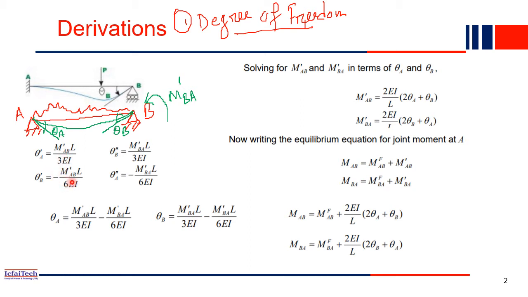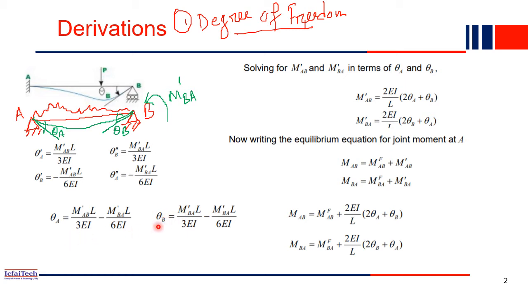Easily we can compute. So now, if both the moments M'BA and M'AB are acting together, how much will be theta A? Theta A will be nothing but this plus this. So theta A will be M'ABL minus M'BAL, divided by 6EI. So this is the net theta when both moments M'BA and M'AB are acting. Similarly, theta B can also be computed. This value plus this value will be theta B. Right, so now theta A and theta B are computed.